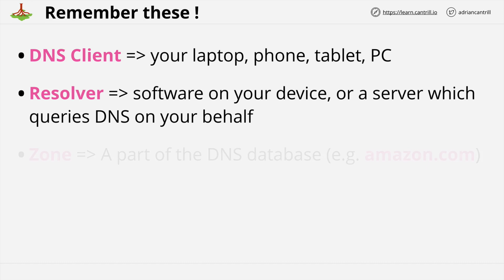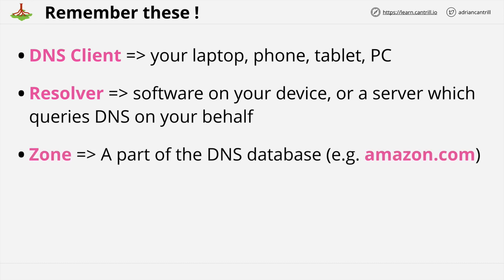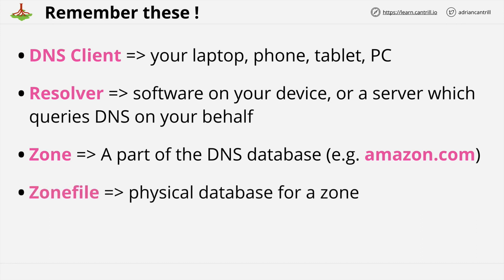Next, we've got a DNS zone, and a DNS zone is part of the global DNS data. For example, Amazon.com, Netflix.com, or my own domain, Cantrell.io, they're all examples of zones, and they live inside the DNS system. A zone file is how the data for that zone is physically stored. So there's going to be a zone file for Amazon.com, for Netflix.com, and for Cantrell.io. So if I talk about a DNS zone, I refer to what the data is, its substance.